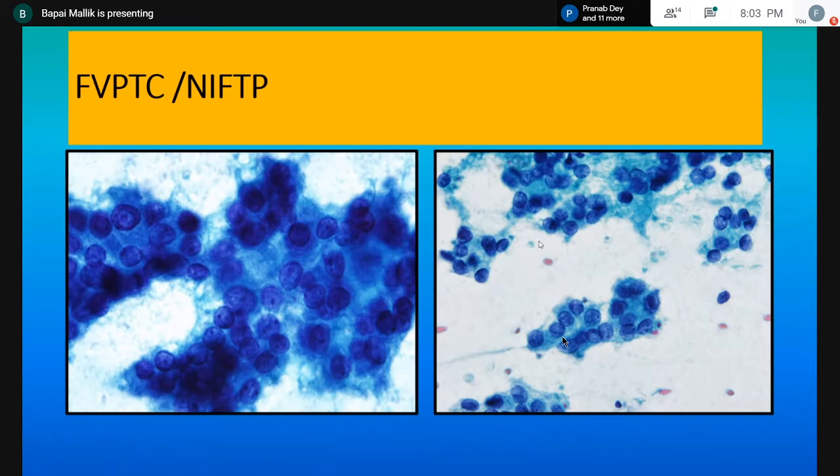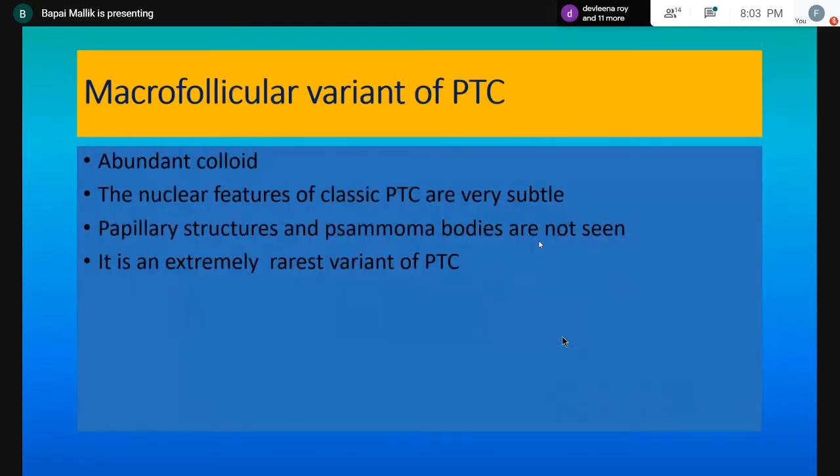So just with these last three slides, I'm trying to show you how, even in follicular variant of papillary thyroid carcinoma, the nuclear features can be different. Sometimes easy to call, sometimes not so easy. The next one is really very difficult.